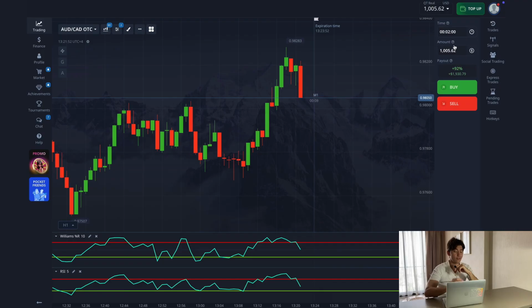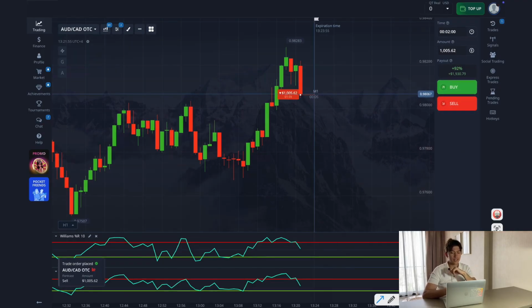Now we get a very strong impulse forming here. Expiration 2 minutes, and I'm opening a sell trade for $1,005. Price breaks through the nearby levels aggressively at first. We get extended candles, acceleration increases, and the rally looks strong and confident.